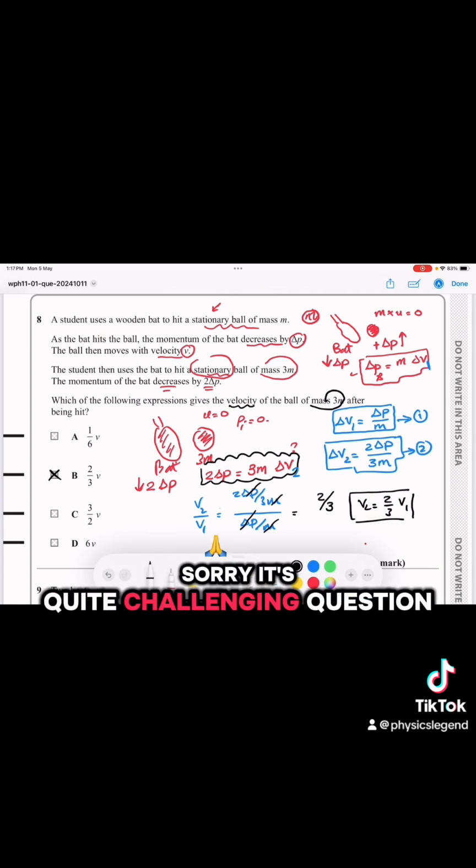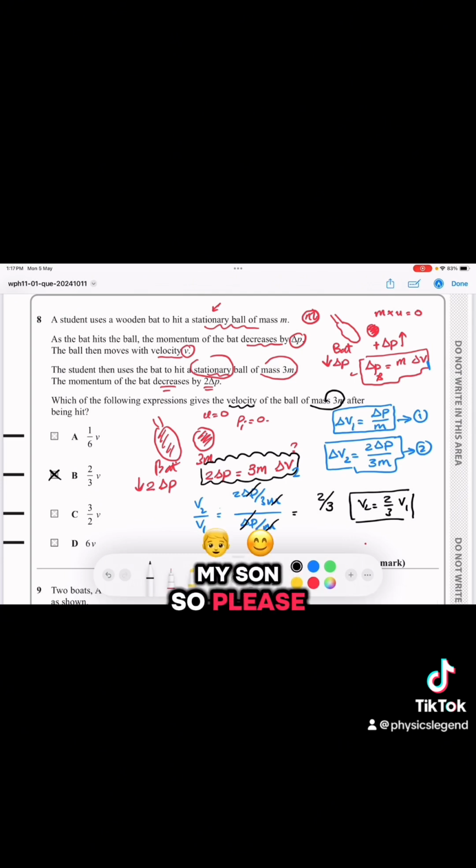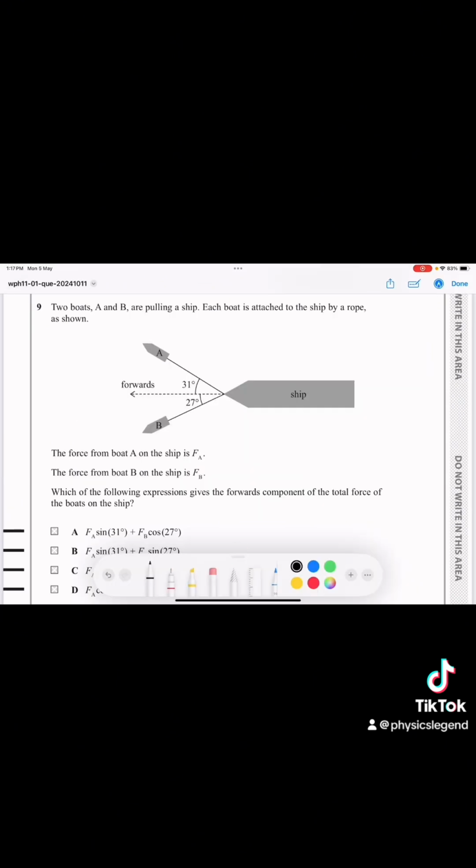Sorry, it's quite a challenging question, my son. So please, all my students, take your time, take it slowly, easily, step by step. Think about the conservation law of momentum and go ahead. Question 8, quite easy, relax.